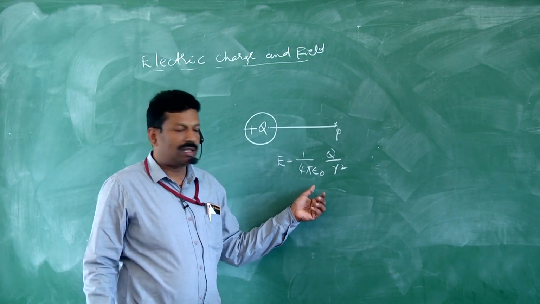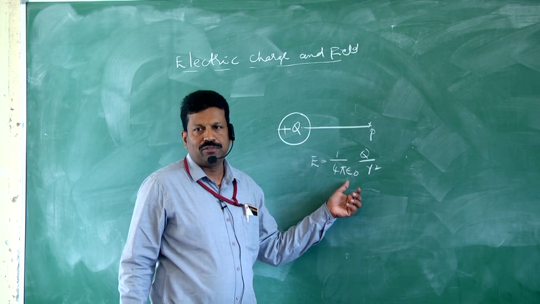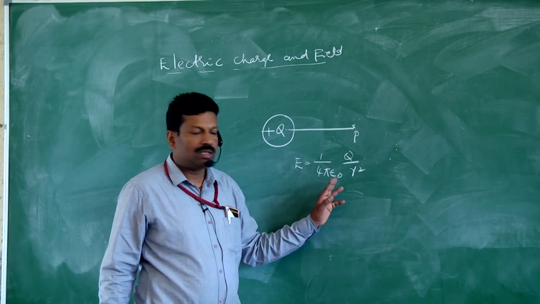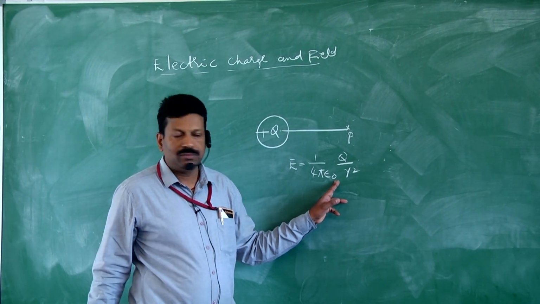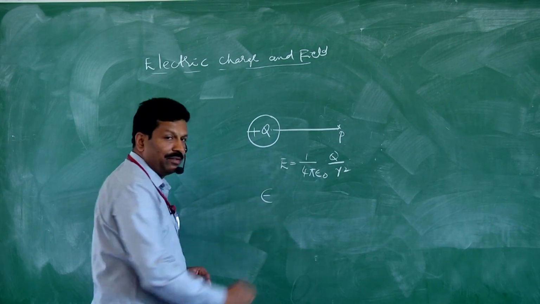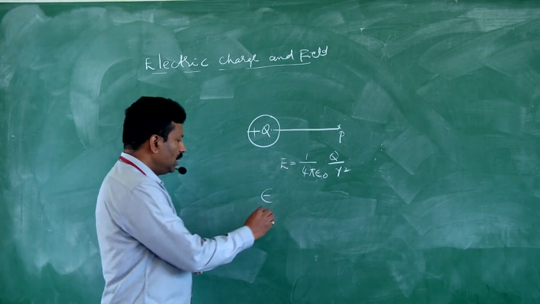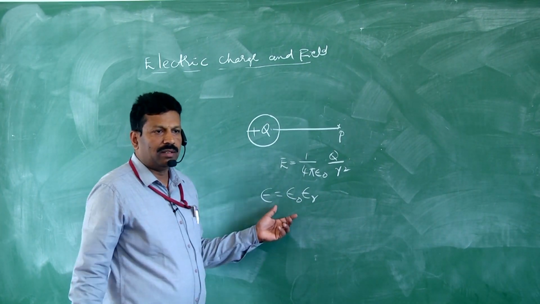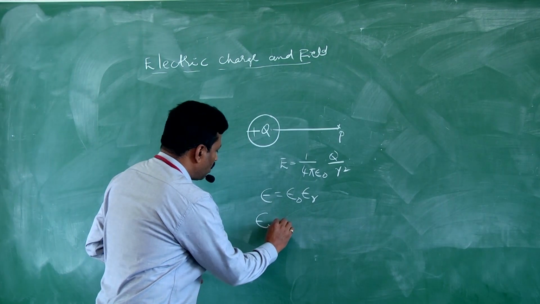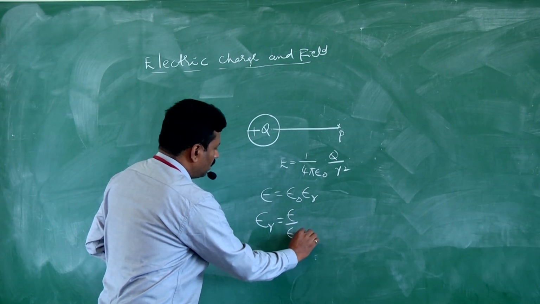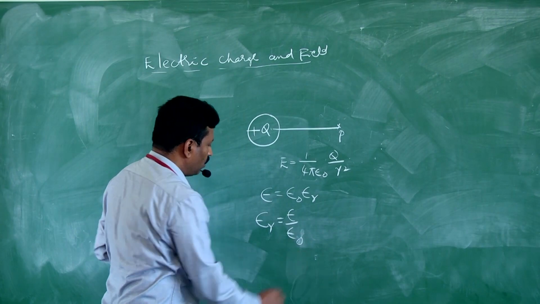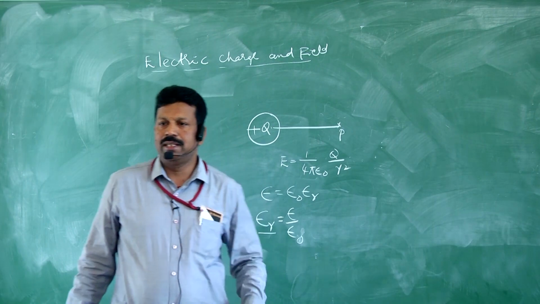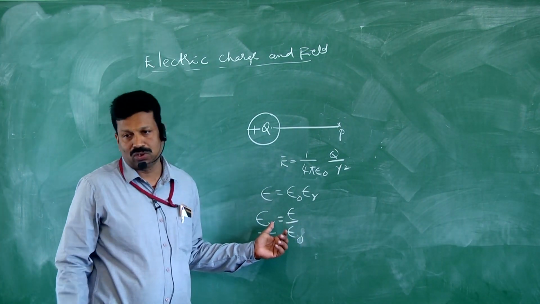Epsilon naught is called the permittivity of free space or air. If the charges are kept in air or free space, this is called the permittivity. Suppose it is kept in a medium, then it becomes the permittivity of the medium, which is equal to epsilon naught into epsilon r. And epsilon r is a constant that is equal to epsilon by epsilon naught. This is called relative permittivity, or it's also called dielectric constant.